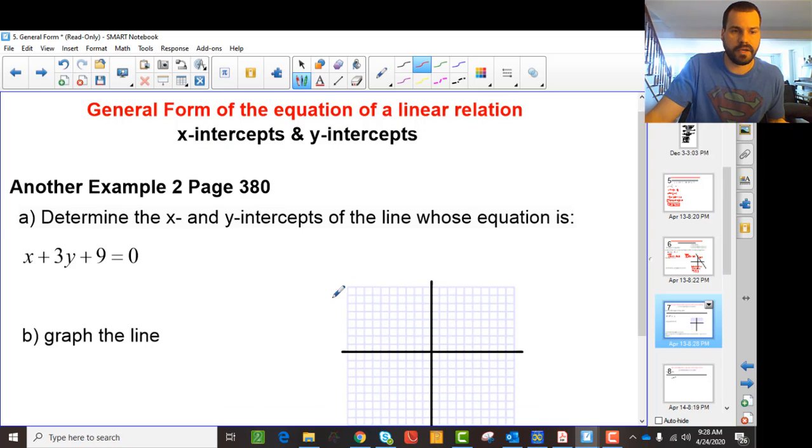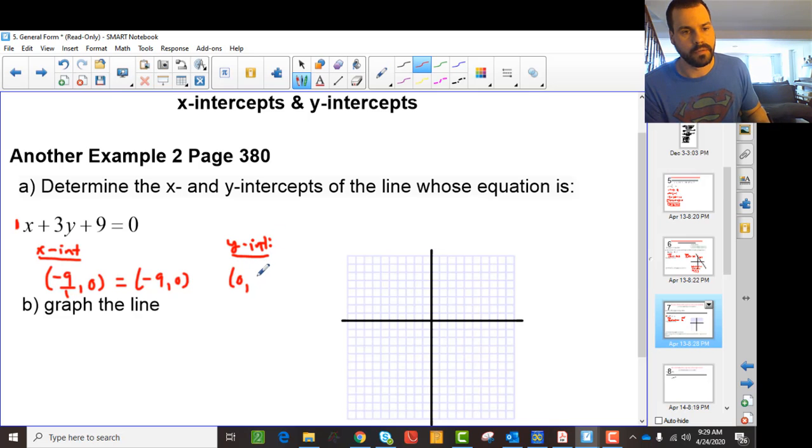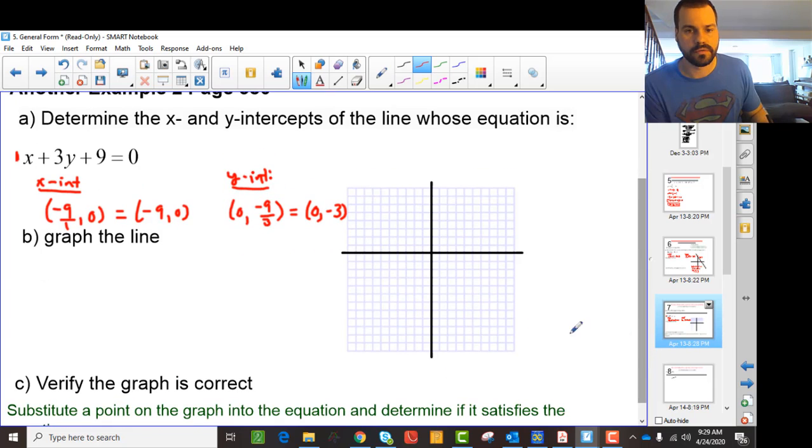Okay, if we do another example, same idea. The x-intercept here is going to be just minus 9 over 1 and 0. There's no number in front of the x, so we treat it as if there's a 1 there. So it's minus c, so you just take the opposite of 9, minus 9, opposite sign, and divide by 1. So my x-intercept's minus 9 and 0. My y-intercept is going to be 0 and minus 9 over 3, so that's going to give me 0 and minus 3. So we're going to draw those.